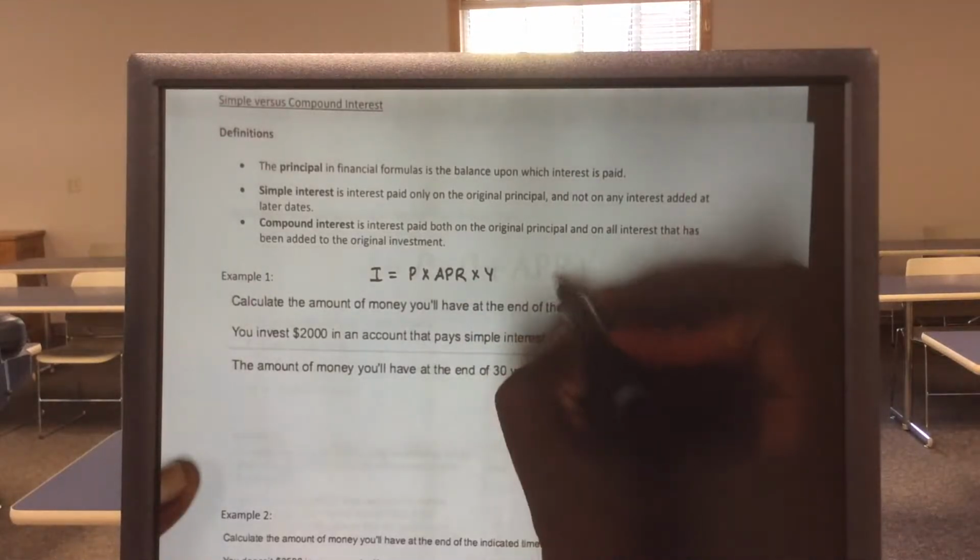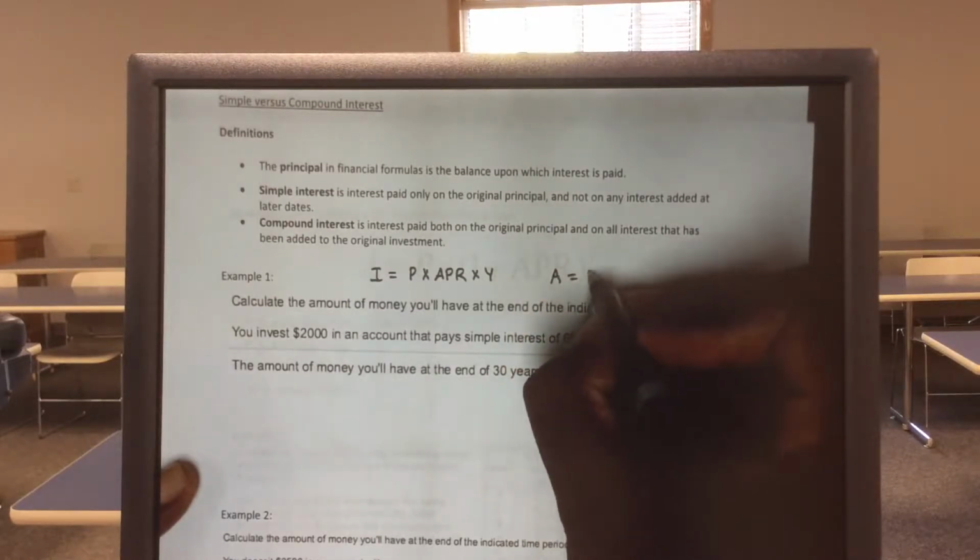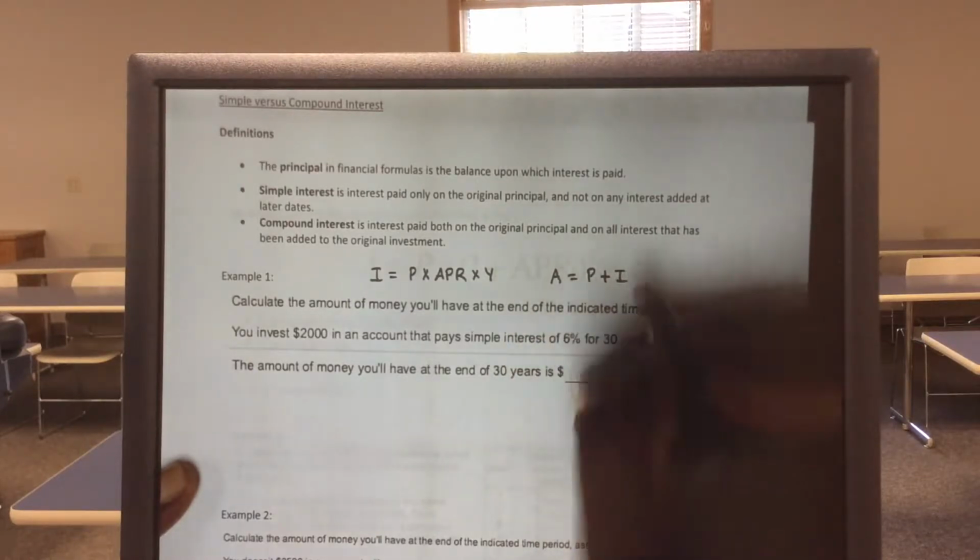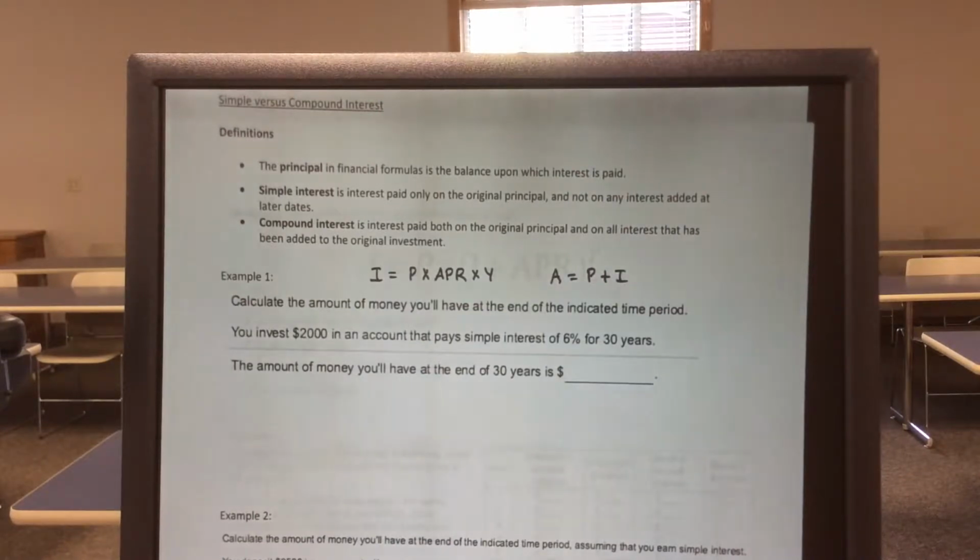And to find the amount, we'll always take the principal and add that to the interest, which is your I. That'll give you the amount that you'll have at the end of a certain time period. So like in example 1, you want to calculate the amount of money that you will have at the end of the indicated time period. So here you're going to invest $2,000 in an account that pays simple interest of 6% for 30 years.